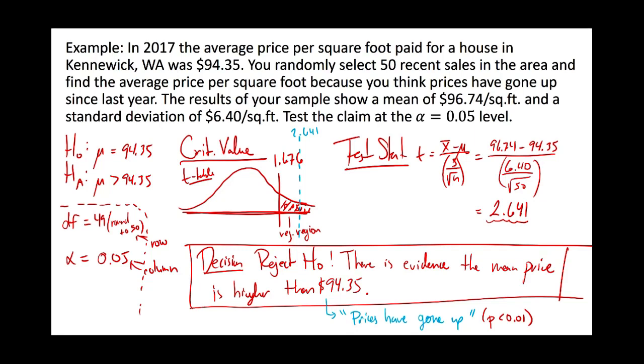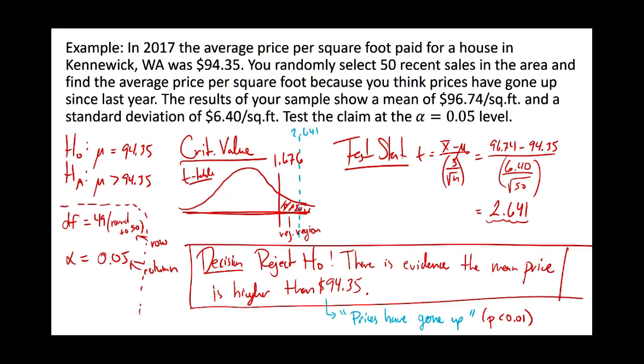And what we're saying is that if the null hypothesis were true, then what we saw, our sample average, would be like 2.6 standard deviations above what we would have expected to see. So that's pretty far from what they're claiming, basically. And because it's so far from what they're claiming, that's good evidence that their claim is probably false, so we should reject the null hypothesis. So it looks like the mean price is high.